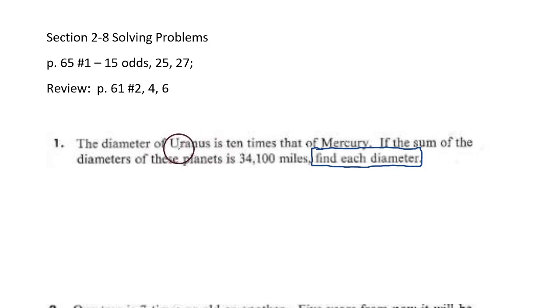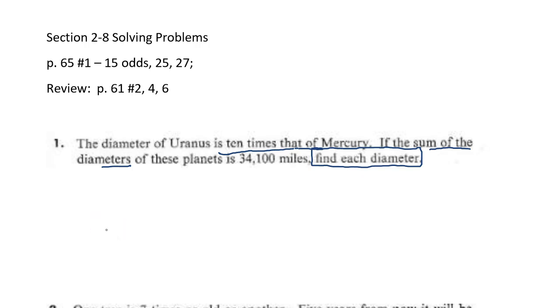For example, the diameter of Uranus is 10 times that of Mercury. I'm going to underline that portion. Later on, I see the word sum, which to me means to add things together. So I might underline where it says the sum of the diameters. You can highlight or underline as many facts as you think are important.